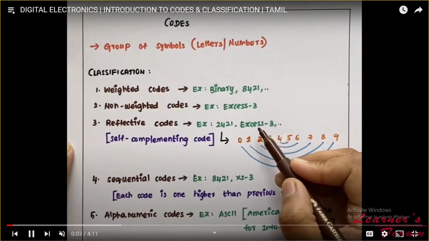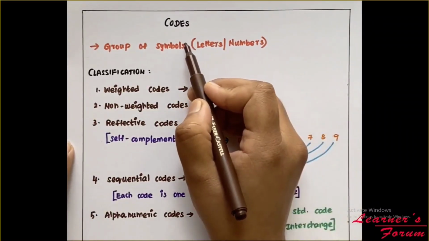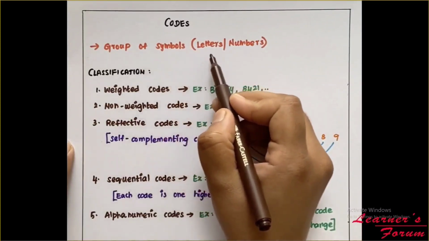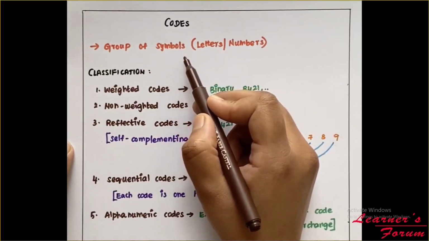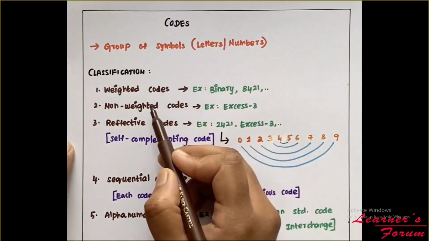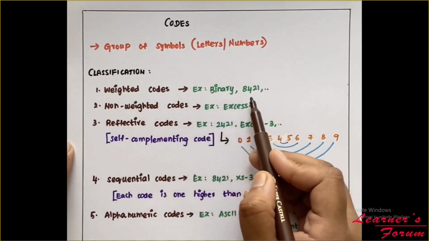Let us see the next topic, which is codes and its classification. First, let us see what is the definition of a code. It represents a group of symbols which can be either letters or numbers or a combination. So the entire group of symbols represents what is called a code. Moving on to the classification, first we have weighted codes.